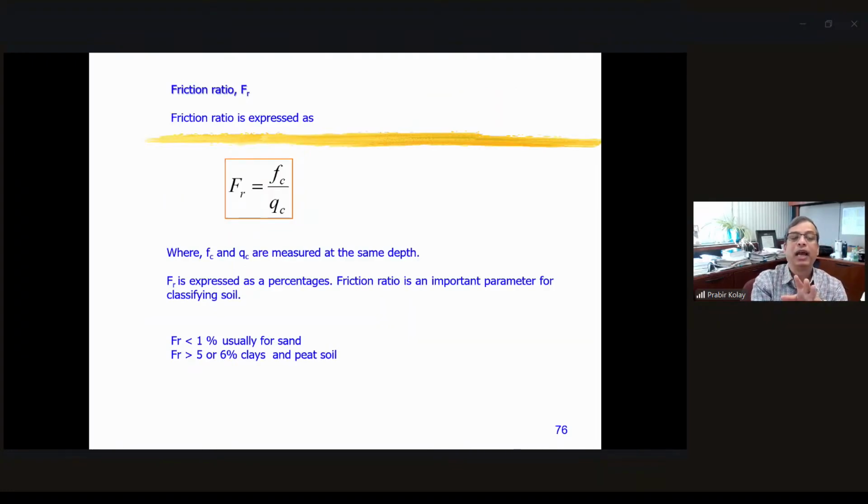Two things you need to calculate. And then also you can calculate the friction ratio. For that you calculate how much is the tip and how much is the friction, and then also the cone resistance, you can calculate from there. And from the friction ratio, if it is less than 1, it is usually sand. If the friction ratio is more than 5 or 6, then it is usually clay or peat soil.